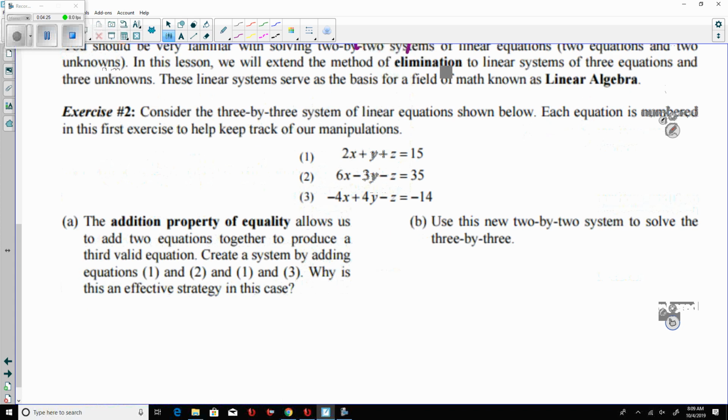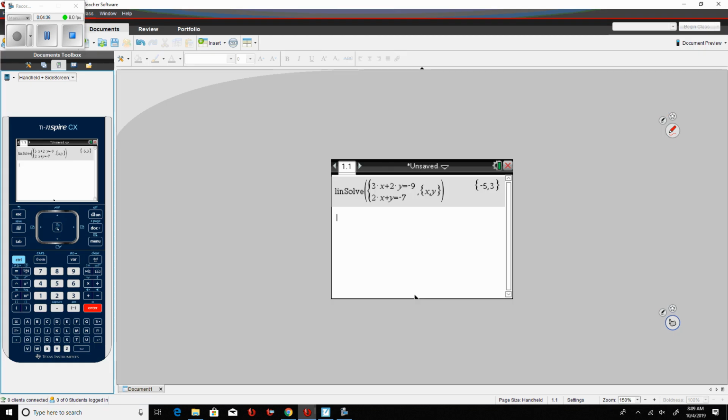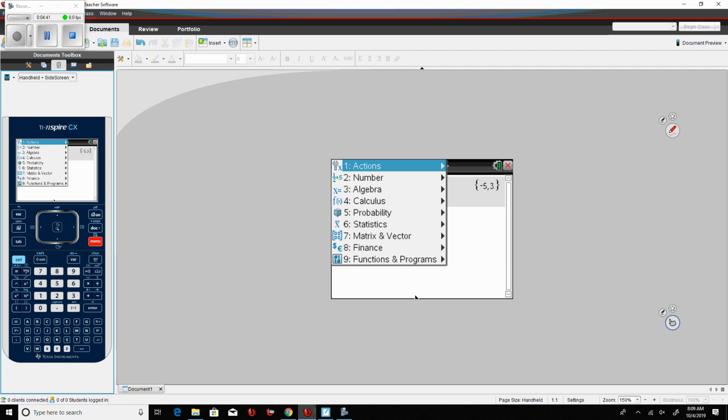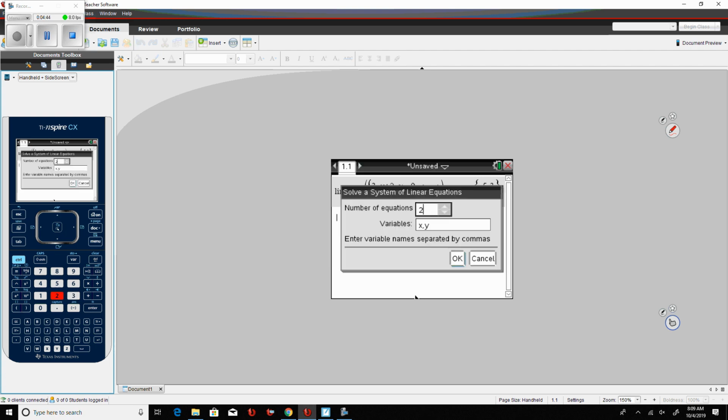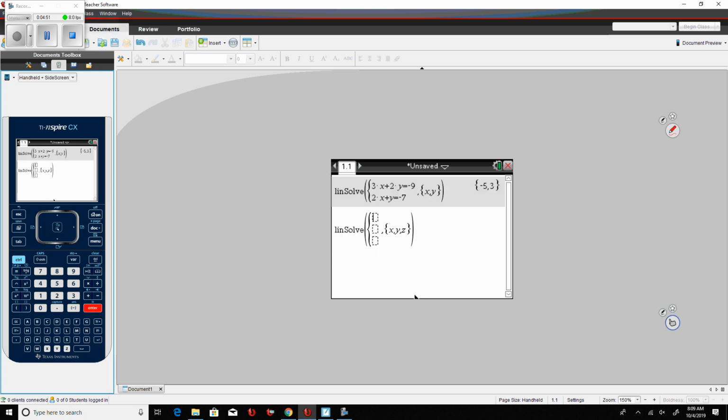Now, when you have 3 variables, very similar, you can still use your calculator. So calculator, and again, those buttons are menu, algebra 2. So you're solving a system of equations, and this time the number of equations will be 3. Enter. So there you go. Now you have the 3. So I'm going to pause and put them all in. Okay, I have them all in.